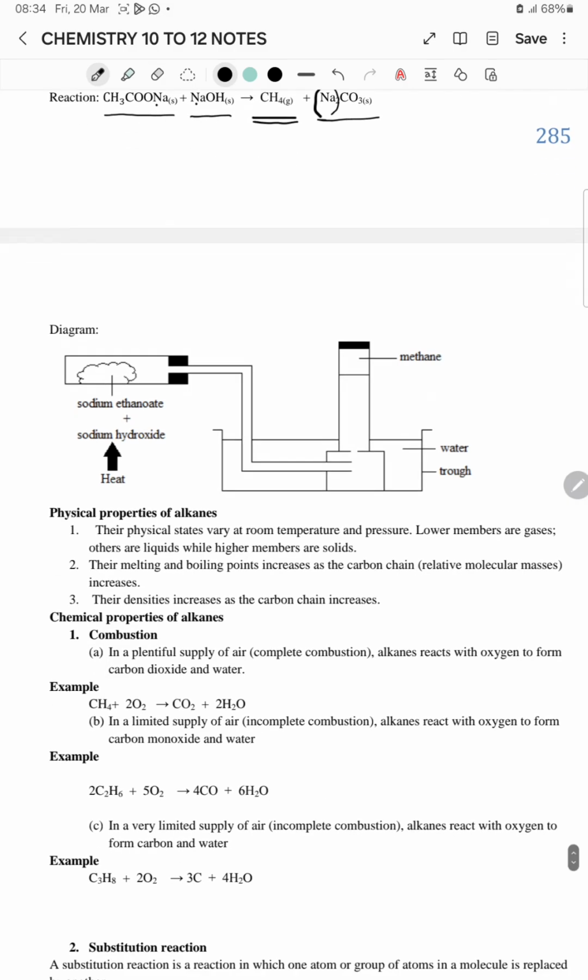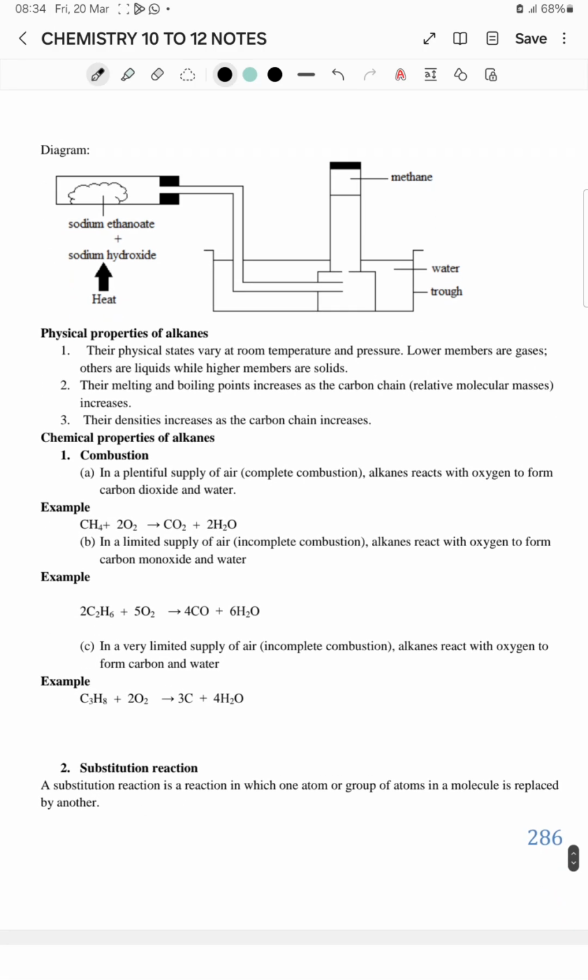So now let's look at the diagram, how everything goes about. So we have sodium ethanoate, which is here inside, plus sodium hydroxide. So you heat the two, then this is the methane gas that will be produced.